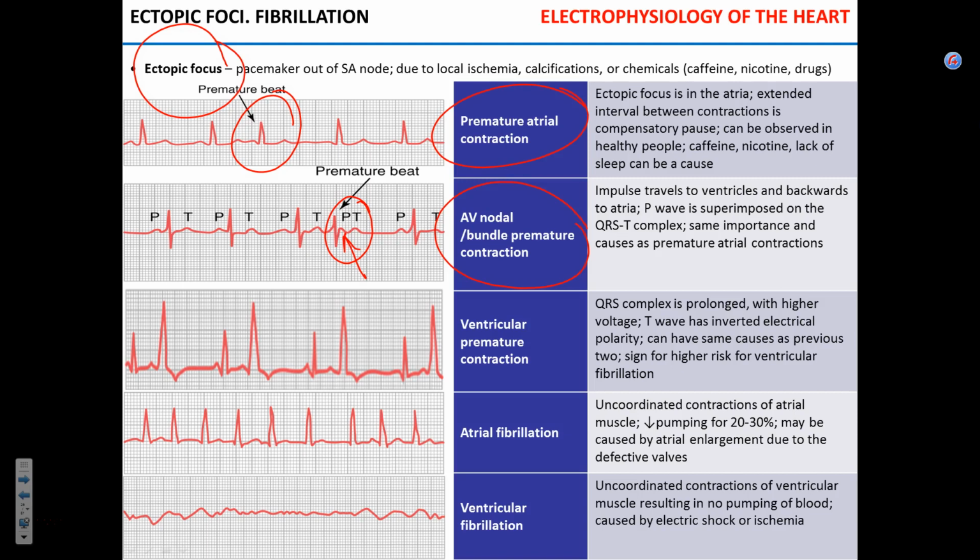Okay. Also normal, more or less. Yeah. As it goes down to the ventricles, it becomes more and more concerning, because this is the ventricular premature contraction. But think about this. What's the function of the ventricle?